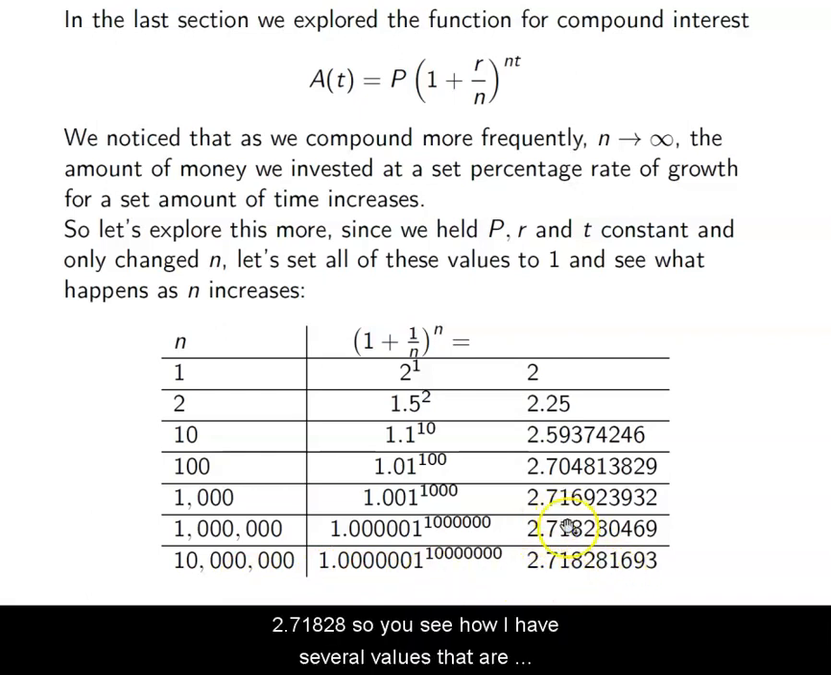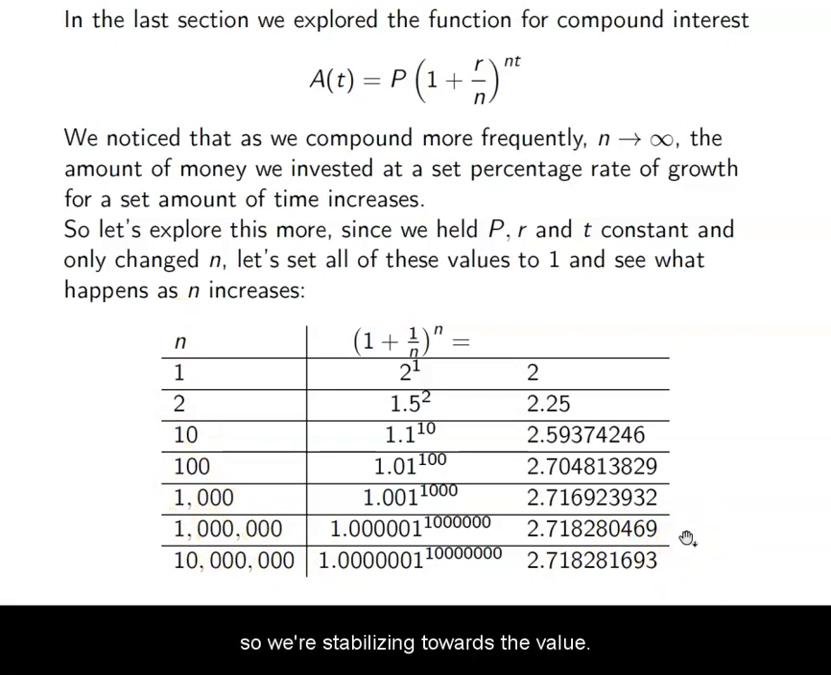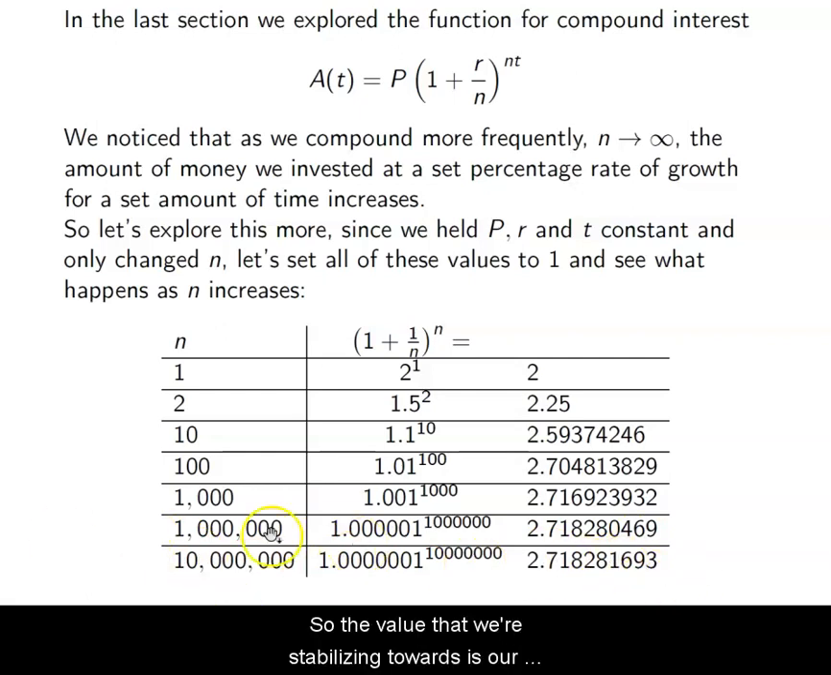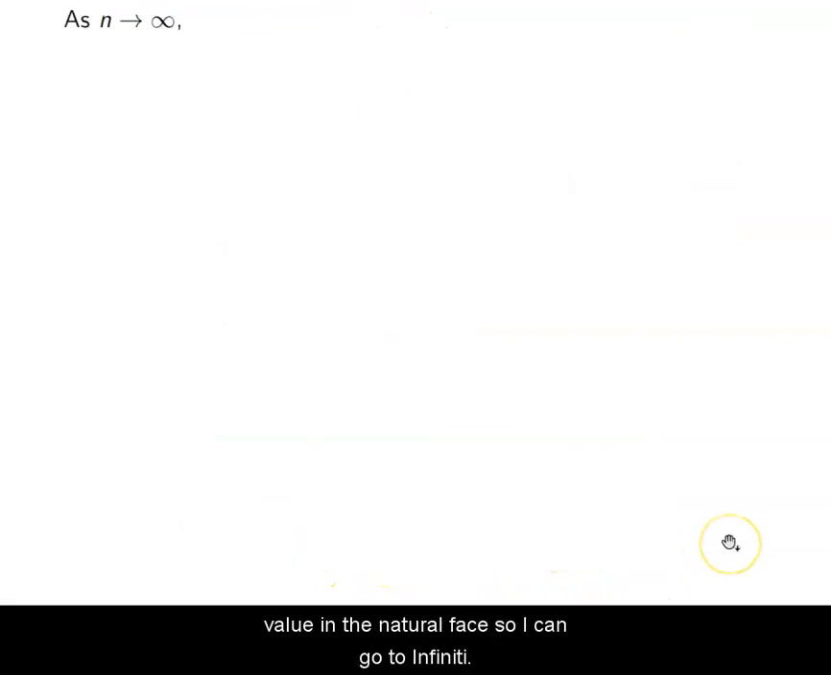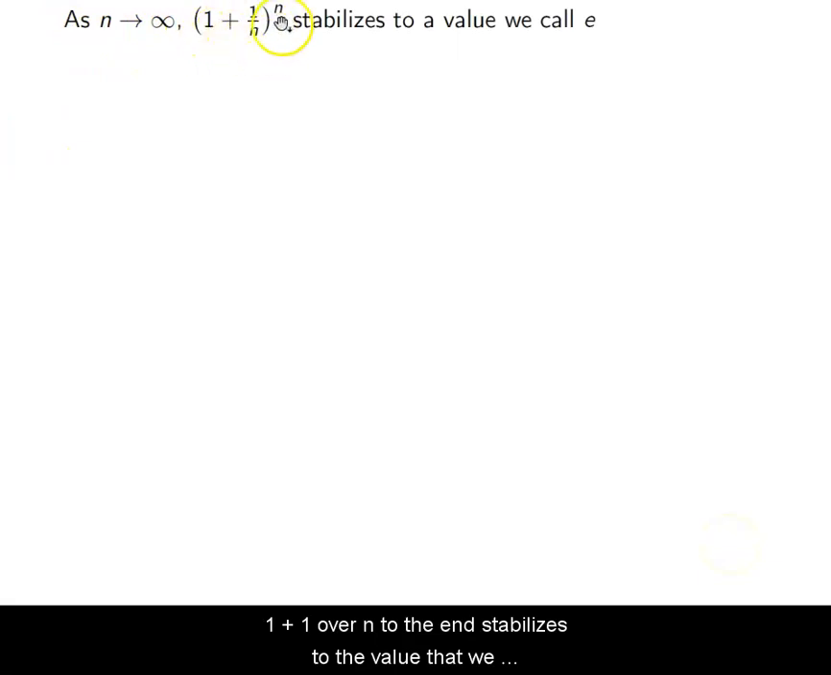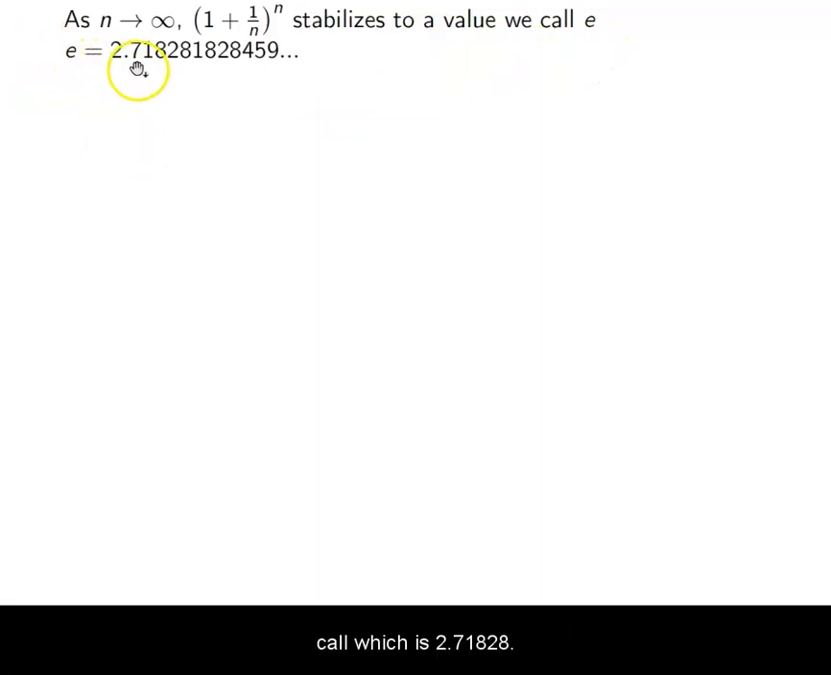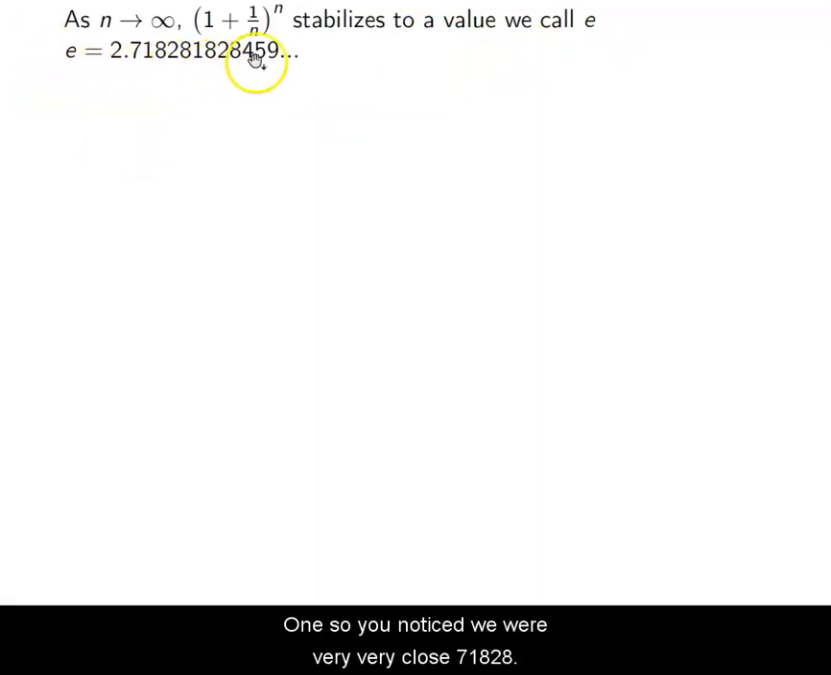2.71828. So you see how I have several values that are the same now, and it's only slightly different than the previous value when I plugged in n was 1 million. So we're stabilizing towards a value. Okay. So the value that we're stabilizing towards is our value e, the natural base. So as n goes to infinity, 1 plus 1 over n to the n stabilizes to the value that we call e, which is 2.718281, yada yada yada. So this is our value.